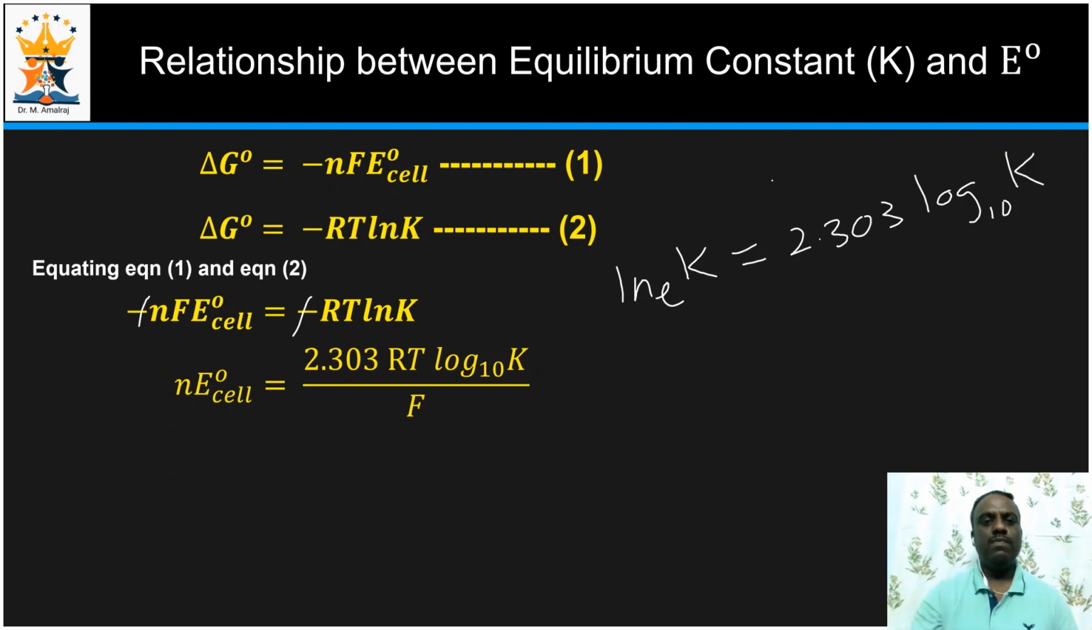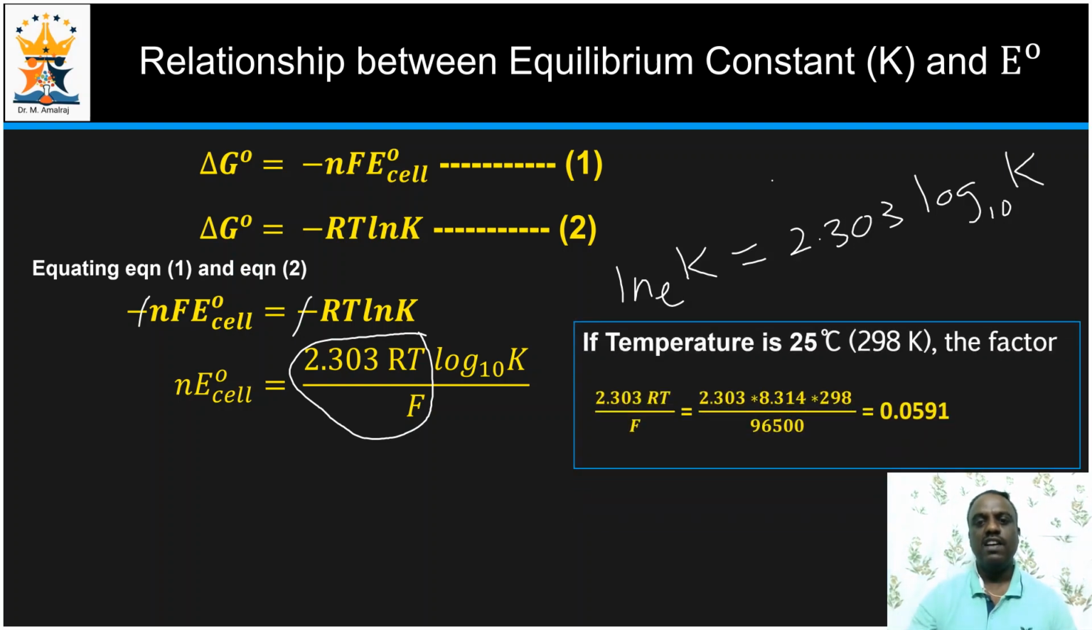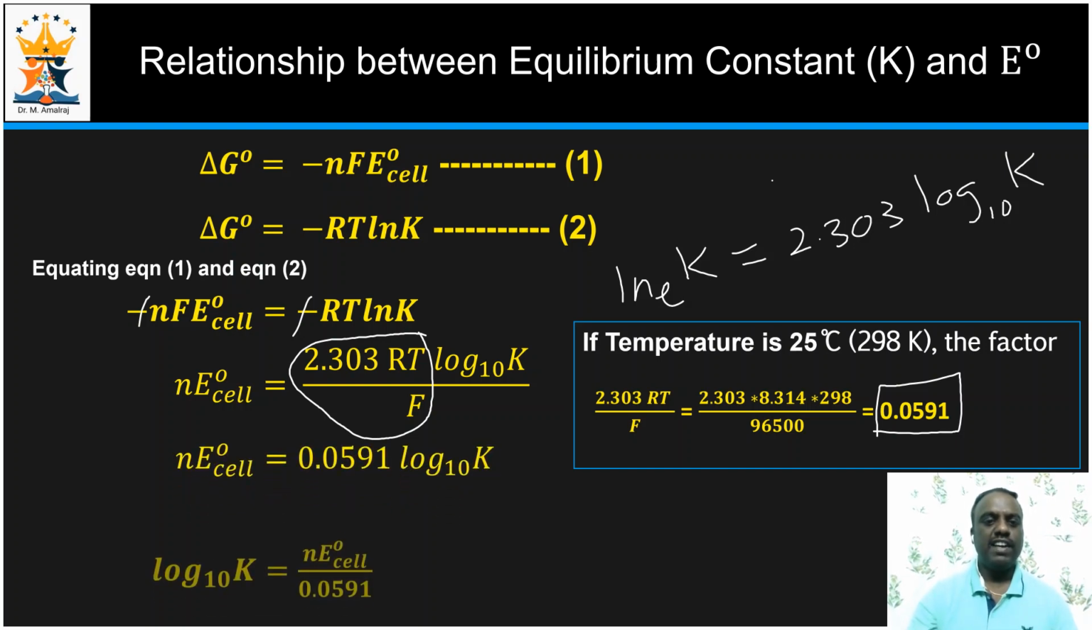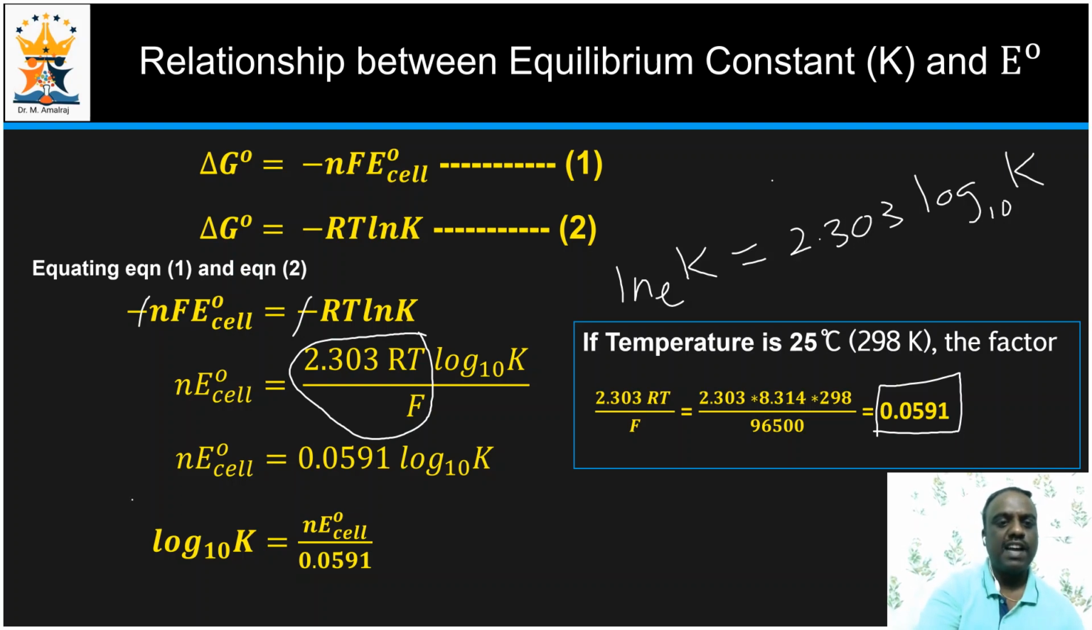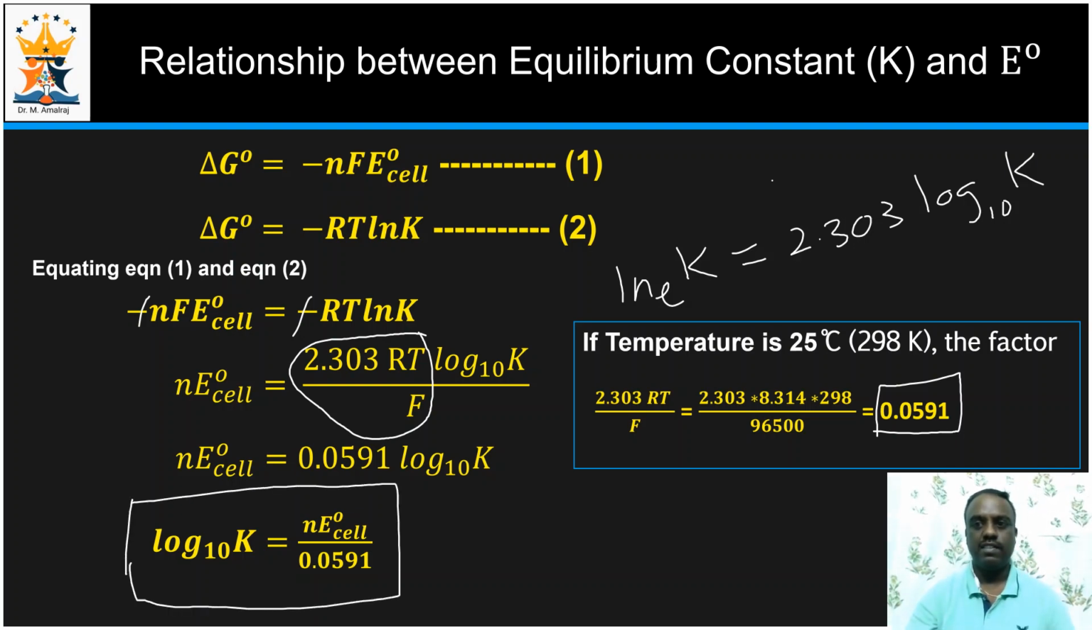See, I have brought the Faraday's constant to the right-hand side. The purpose is to calculate this. So 2.303 RT by F at 25 degrees Celsius will be a constant, that is 0.0591. And remember this expression, we will use the same one while deriving the Nernst equation also. So on rearranging, we will get this final expression that relates the equilibrium constant as well as the E naught.